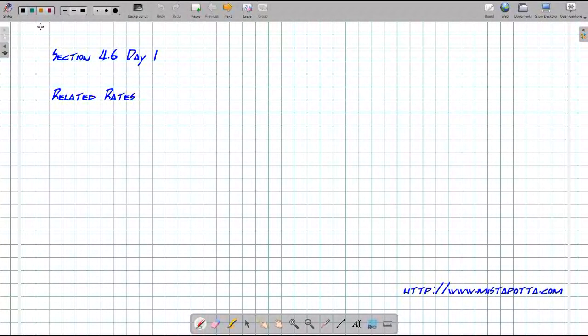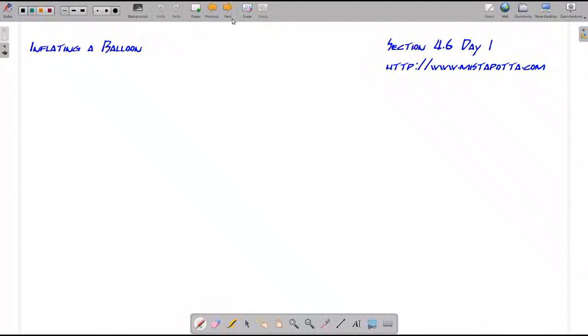Today we're going to be talking about solving problems involving related rates. In other words, how something changes with respect to how other items that are related change. And so I want to start with a very basic example.